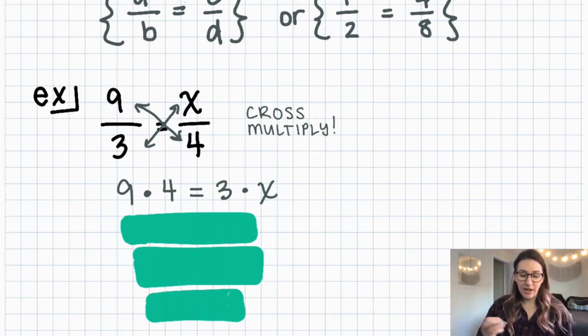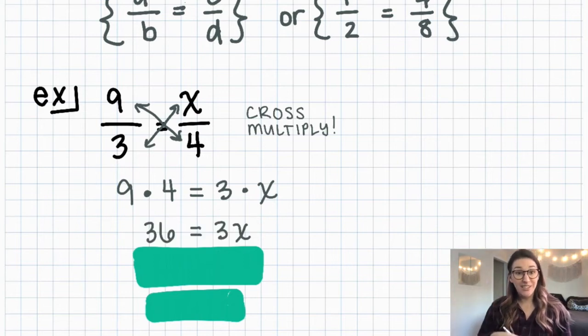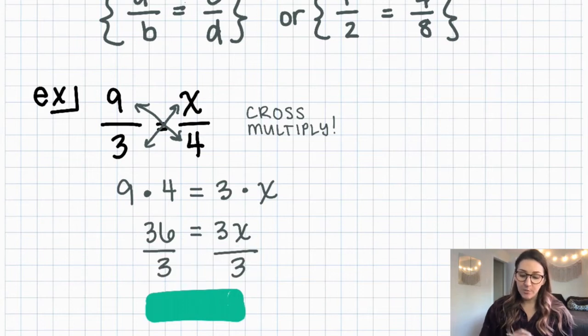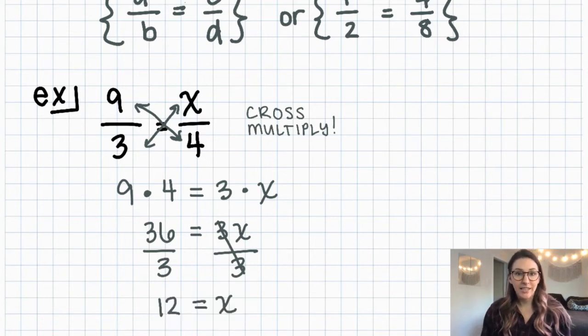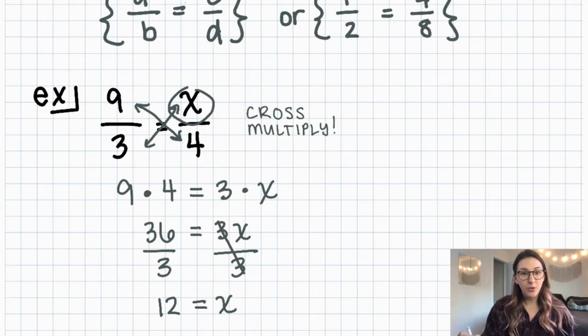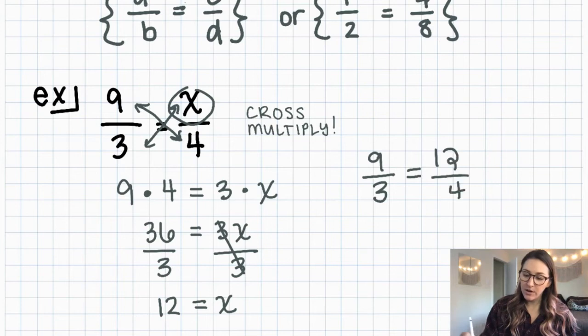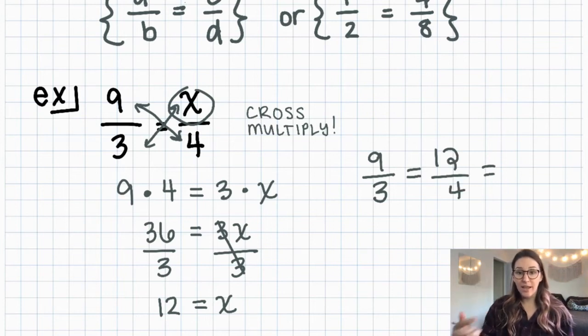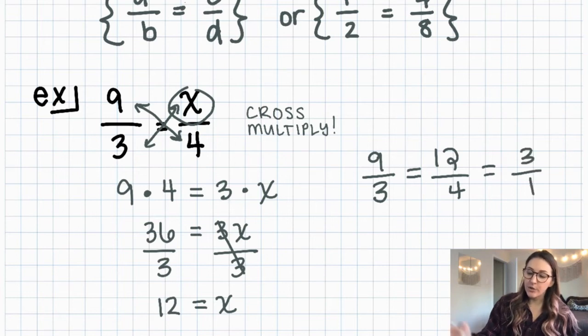Then you go ahead and simplify that. 9 times 4 is 36, and 3 times x is 3x. And then you're just left with a one-step equation to solve. You need to divide both sides by 3, so we can cancel out the 3 in front of the x, and you are left with 12 equals x. If we put the 12 in where x is, we would have two equivalent ratios: 9/3 is equal to 12/4. And both of those, if we simplified them, would be equal to 3/1. So we know that we solved it correctly.